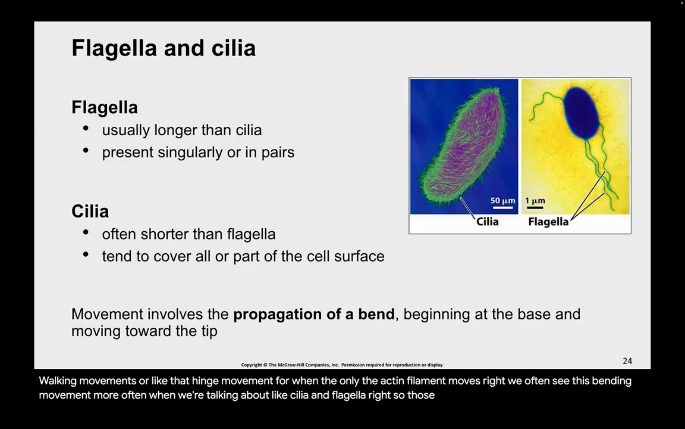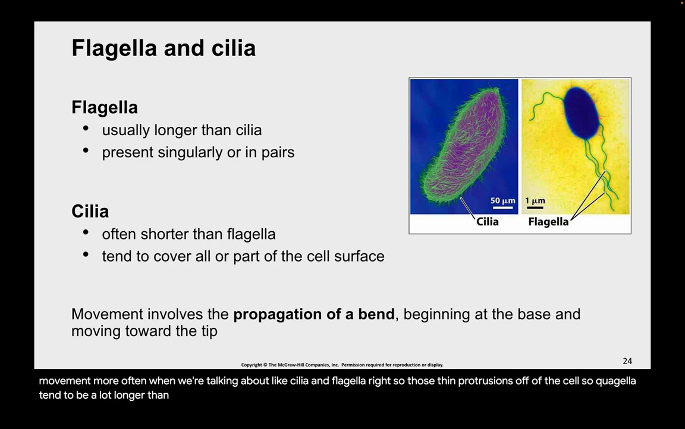Right? So those thin protrusions off of the cell. So flagella tend to be a lot longer than the cilia. They can be present just one or in pairs. The cilia are often shorter and cover the entire surface of the cell, but they all kind of move in this bending motion, which is where that force is being exerted on the filament.